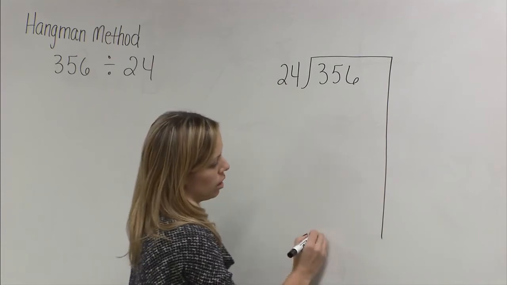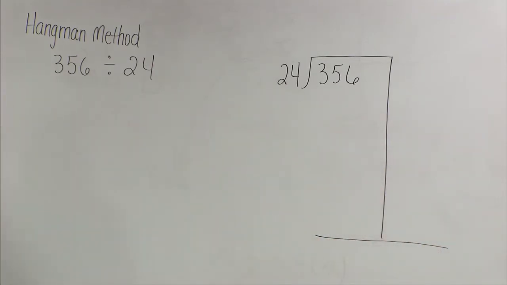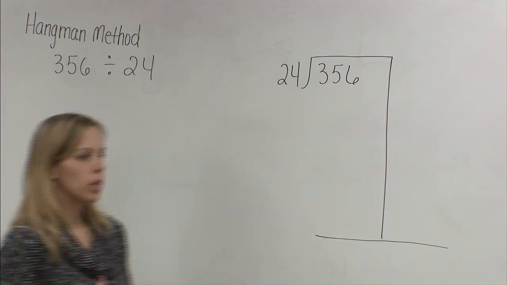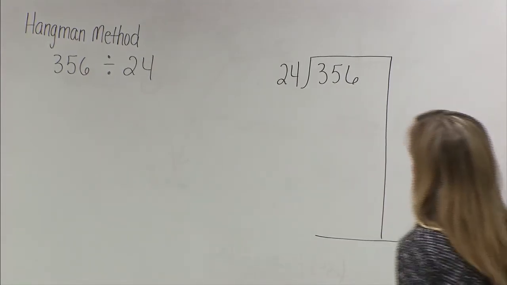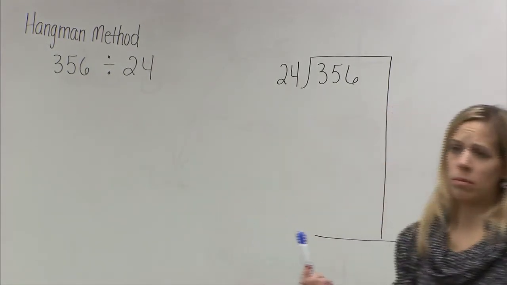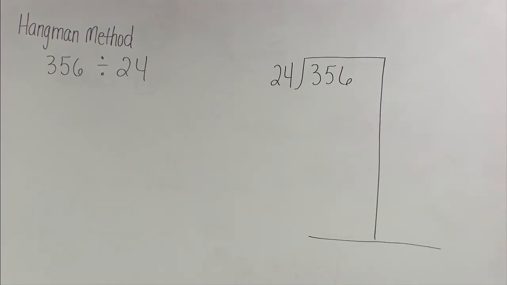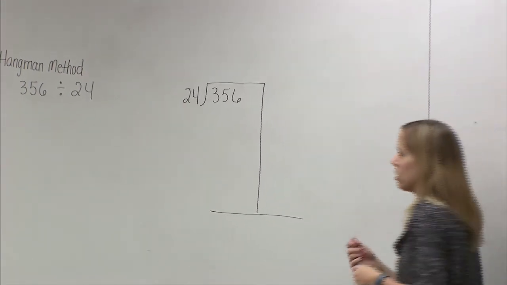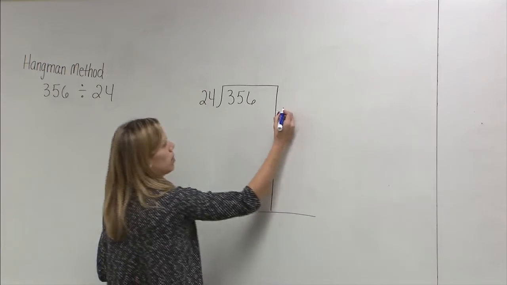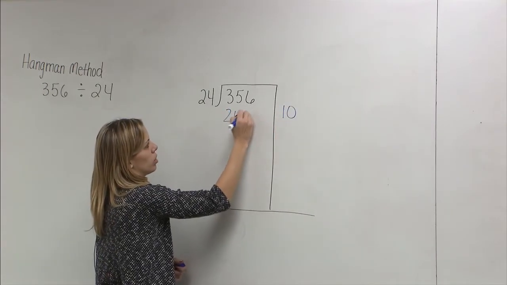But then we're going to kind of make it look like hangman. Okay? And so a student would look at this and say, okay, I don't know how many times 24 can go into 356, but I know if I multiply 24 by 10, that gives me 240, because I just add the 0 on. So I'm going to multiply this by 10, and that's going to give me 240.